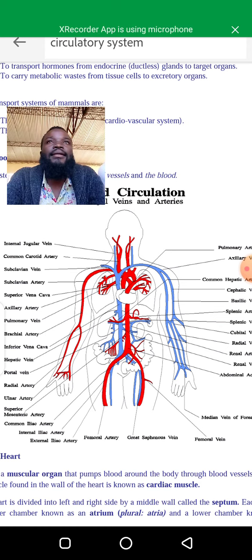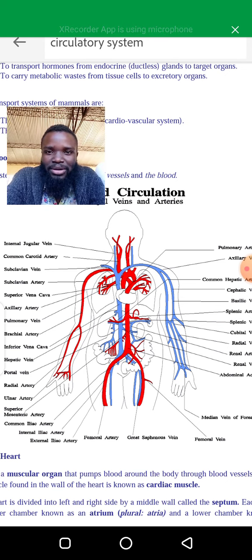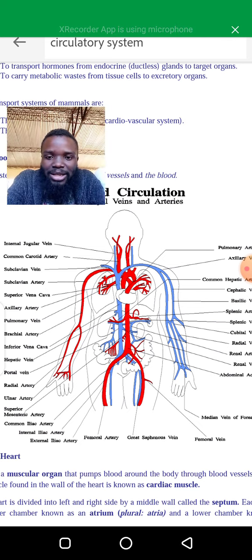Then we have the superior vena cava and the inferior vena cava. It takes blood to the vena cava, which takes the deoxygenated blood to the right atrium. Then from the right atrium, it goes to the right ventricle. From the right ventricle, now that blood will go to the pulmonary circulation of blood, okay, for purification.